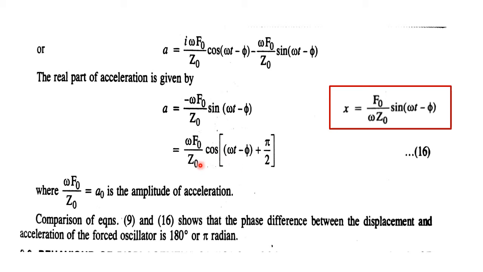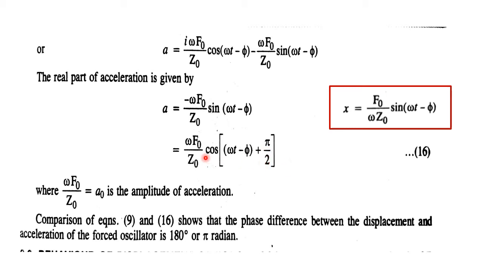What is this? You know that omega f naught upon z naught is nothing but the amplitude of the oscillation acceleration. When I compare this acceleration with the displacement, you can see that the phase difference between the displacement and the acceleration of the forced oscillator is 180 degree, because in the displacement there is a phase difference of 90 degree. That means 90 plus 90 will give you 180.